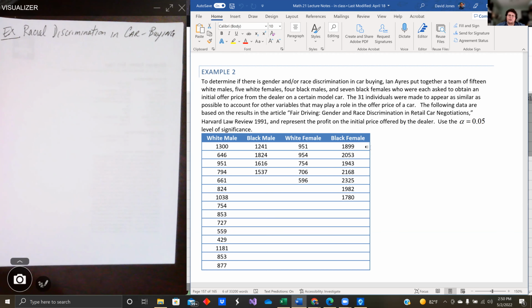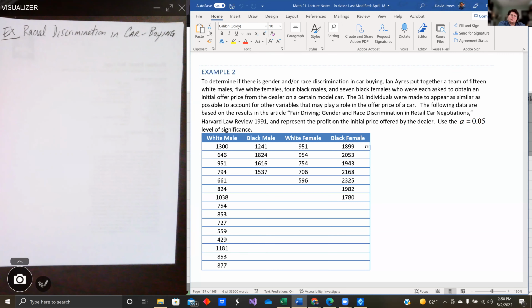So they send in 31 individuals of 4 different categories: white men and women, black men and women, and they just want to see what the initial price offerings are for each group. They sent a lot more white males than black males, 15 versus 4, but again, the size doesn't matter as long as everything else works. So they want to know if there is racial discrimination or gender discrimination. Well, this is more of a combination of both, since they got the categories together like that.